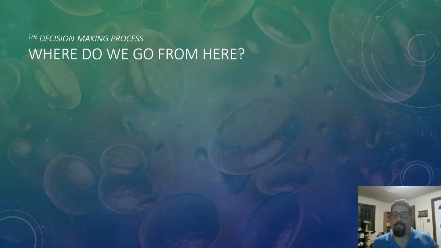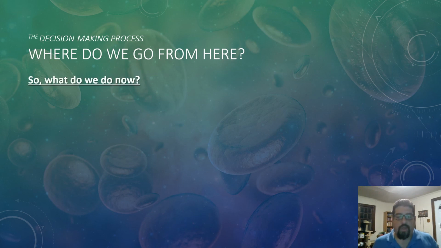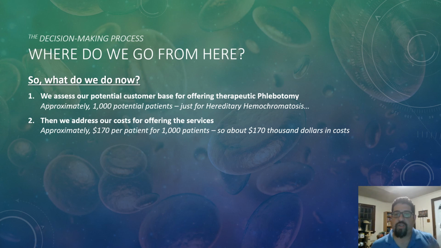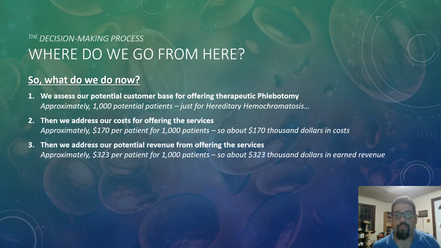Where do we go from here? What do we need to look at? So what do we do now? We assess our potential customer base for offering therapeutic phlebotomy. So that's for just our hereditary hemochromatosis patients, that's 1,000 potential patients. Then we address our cost for offering the services. That's about $170 a patient, or $170 to $190, say.